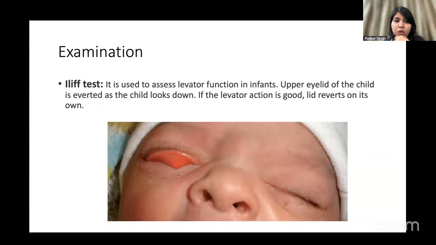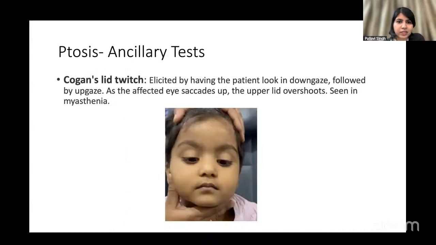In newborn babies, sometimes examiners like to ask questions, so these are specific tests that might be done. In newborn babies, you cannot ask them to move their lid up and down. If they present with congenital ptosis, one of the ways of understanding whether the levator function is good or not is everting the eyelid. If the eyelid reverts on its own, then it is good levator function. And if it stays everted, then you know that the levator function is poor. This is called the ELIF test.